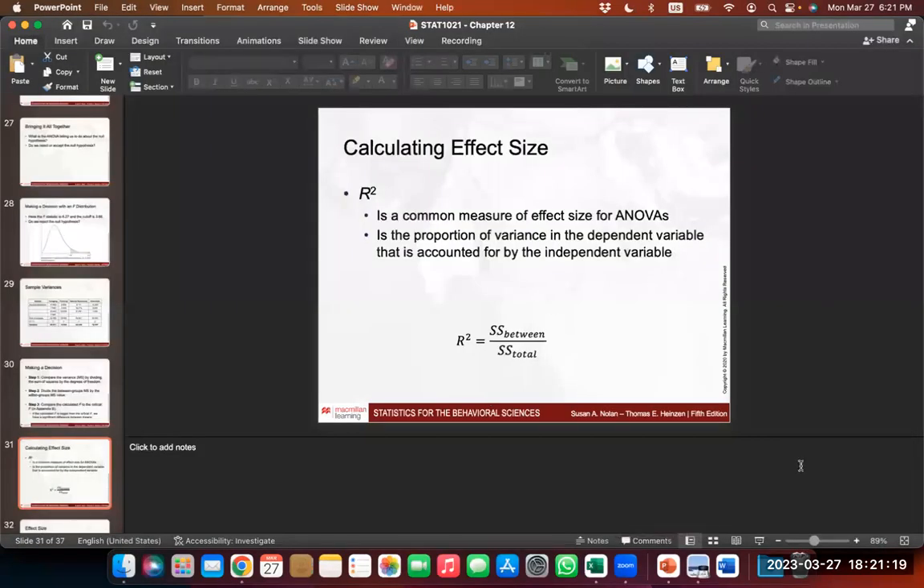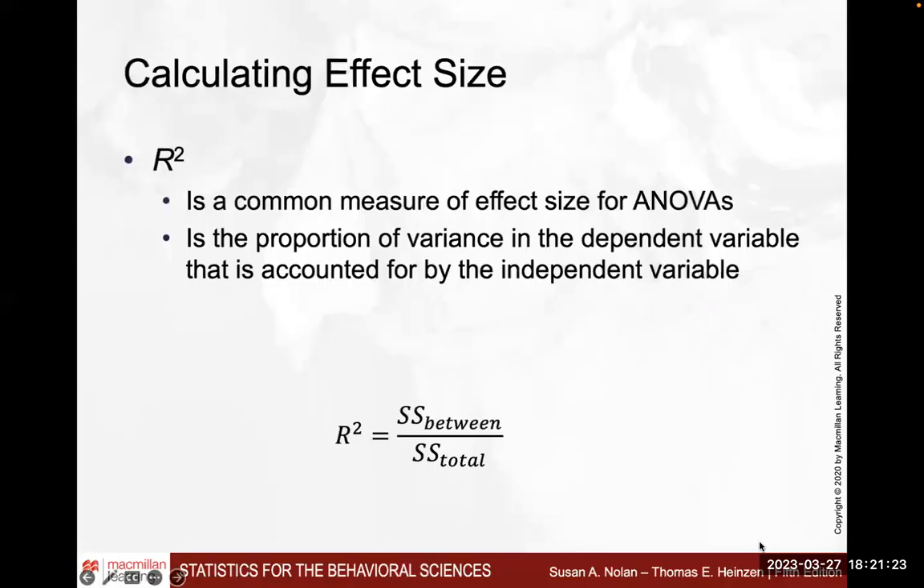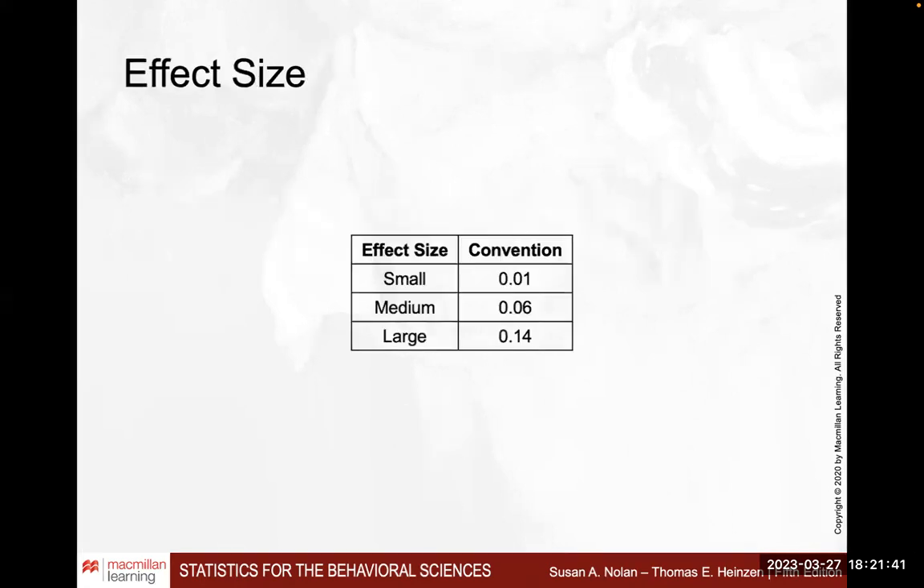This is a little bit in distinction to the actual F. Keep in mind, the F is the ratio of between groups variance over the within groups variance, whereas the R squared is the proportion of how much is attributed to the actual variance between the groups.